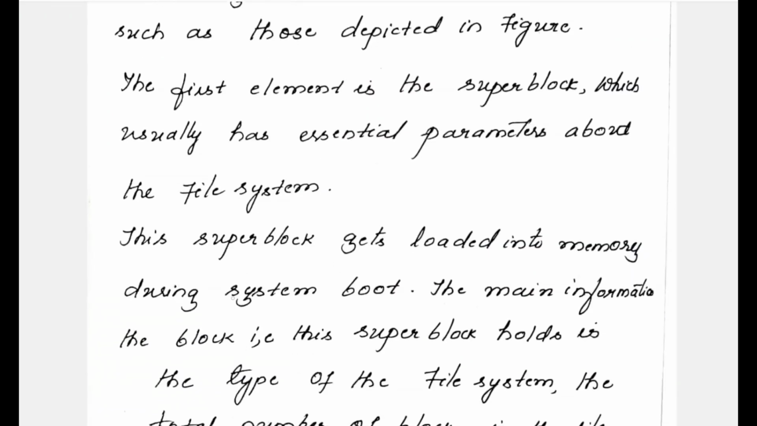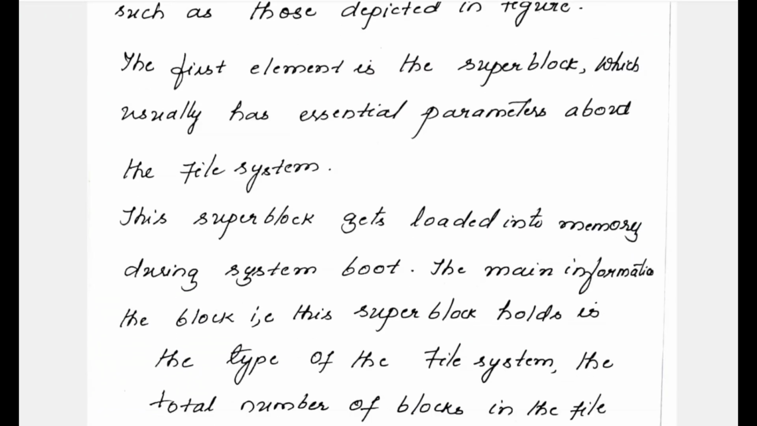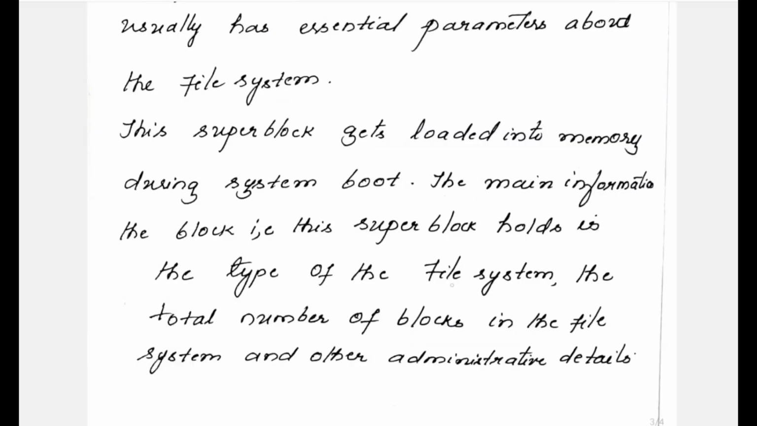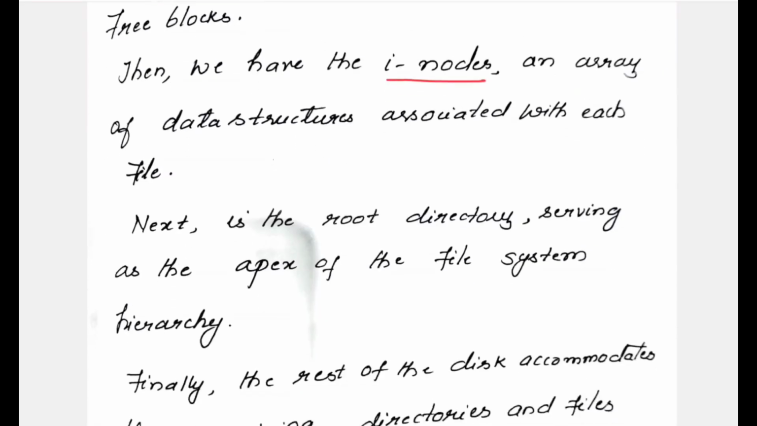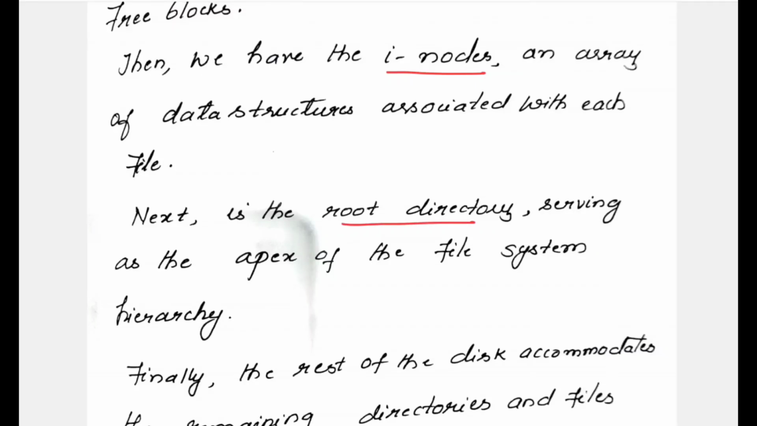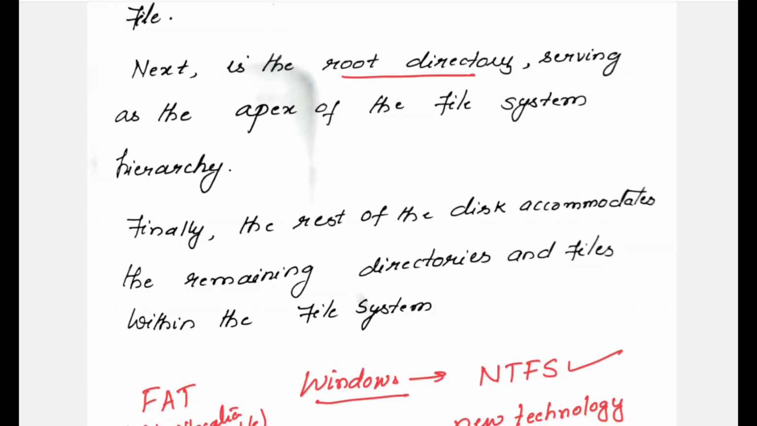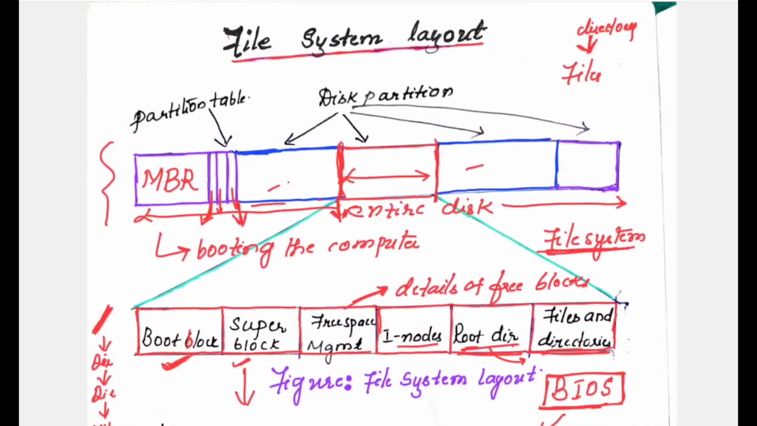The boot block is followed by the super block, and the super block will have what type of information? It will store the type of the file system, the total number of blocks in the file system, and also it holds administrative details. Then after the super block, we have the inode, and then we have what? The root directory block. Finally, at the end, the remaining directories and files that are there in that file system. So this is all about the file system layout.